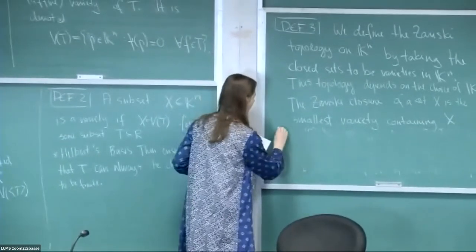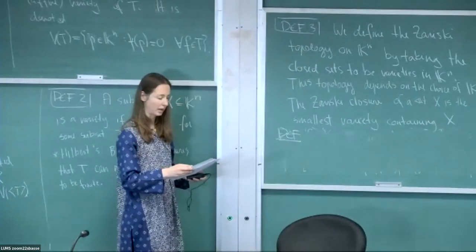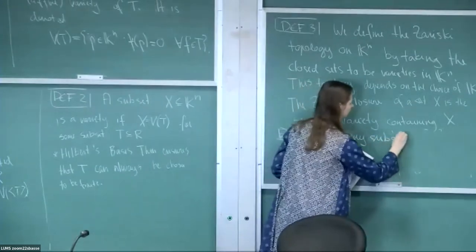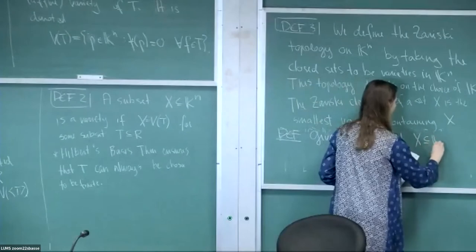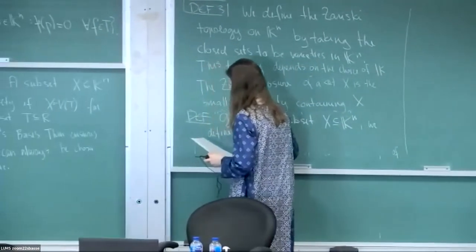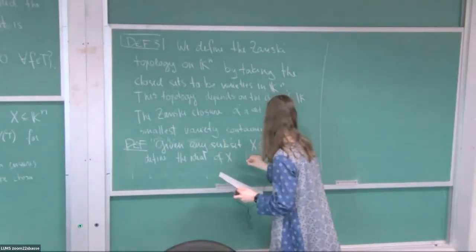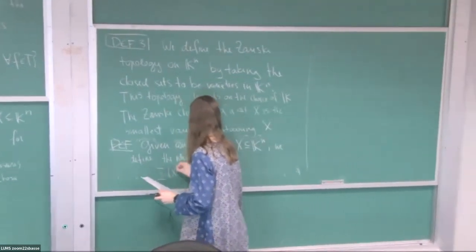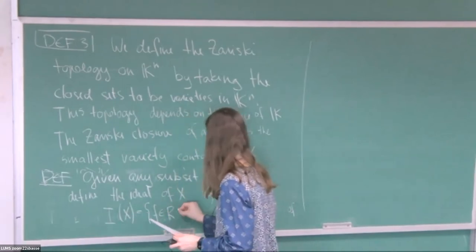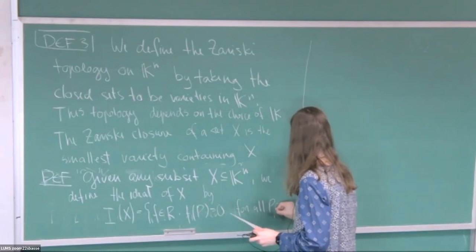Okay, so let me write down the last definition that I have about, let's say, classical algebraic geometry, and then we go over definitions in real algebraic geometry. So given any subset X in K^n, we define the ideal of X by, so it's all the polynomials that vanish on all the points of our set X. It's all the F in R such that F of P is equal to 0 for all P in X.